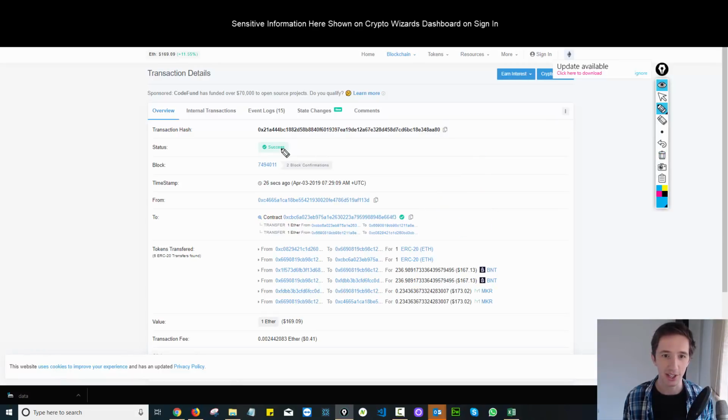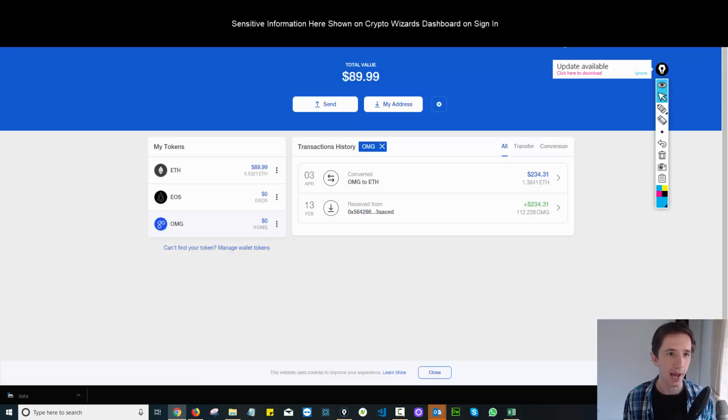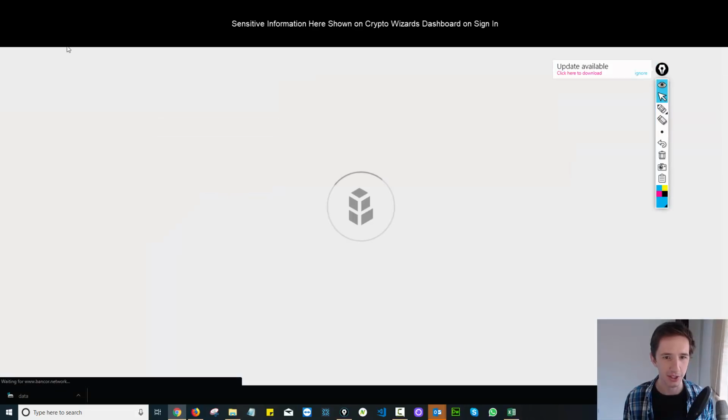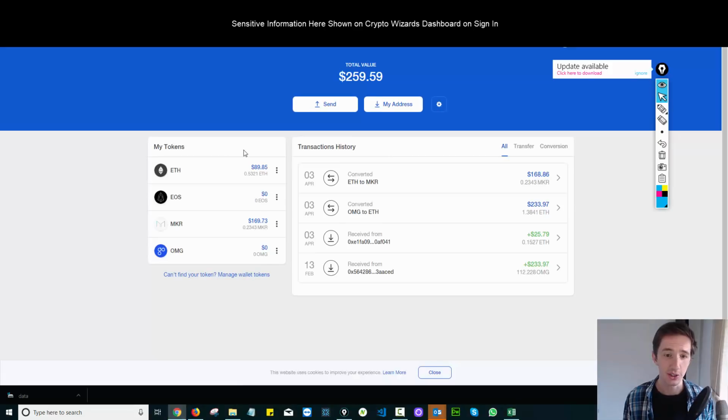Now good, that transaction has actually gone through. So what I need to do is go back to the exchange. I'm going to refresh the page. Okay, so it just took about 3 minutes and I've just seen MKR appear here. So you can now see I've got the MKR over here.